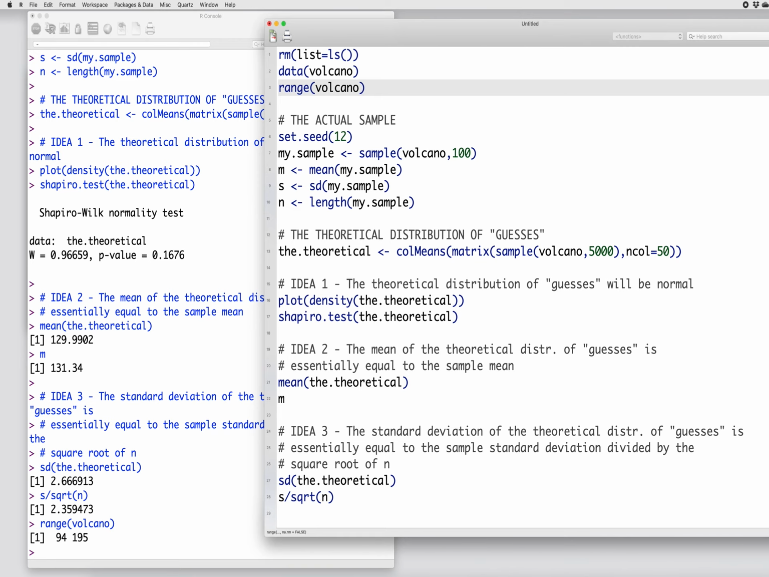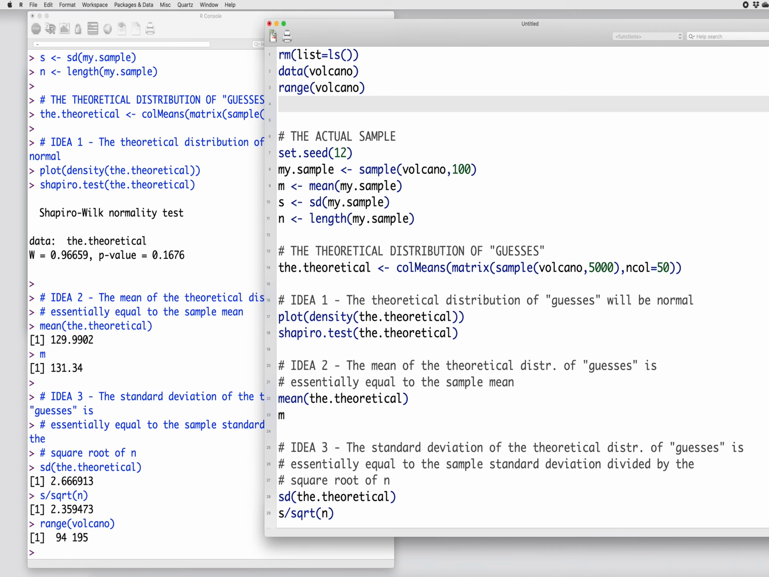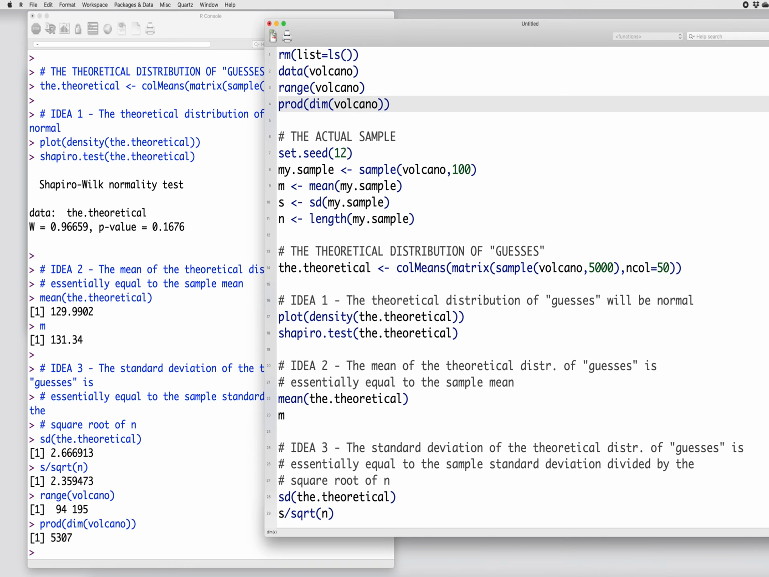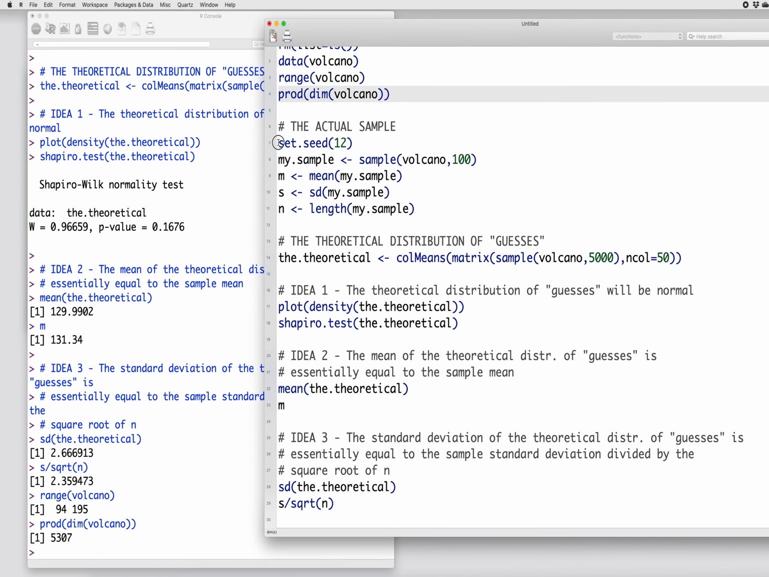So we have a data set, and this data is a matrix. So we have over 5,000 elevation samples scattered uniformly across the volcano. Okay, so here's what we're doing. Let's create our actual sample here. And what I'm doing, I'm setting the seed to 12, which sets my random number generator, which is used in the sample function. It tells it to begin at 12.